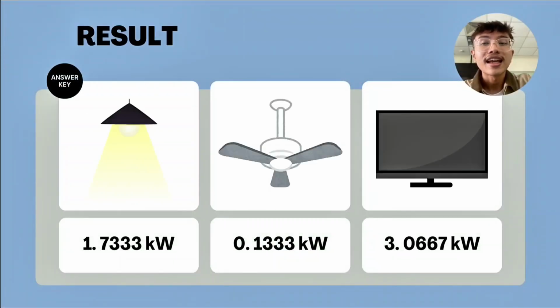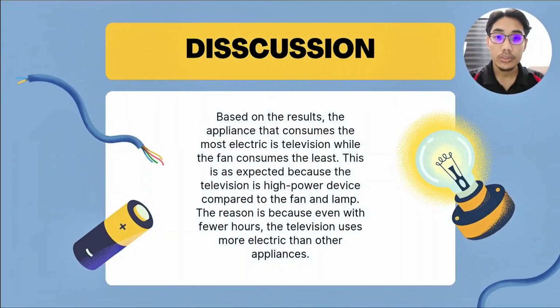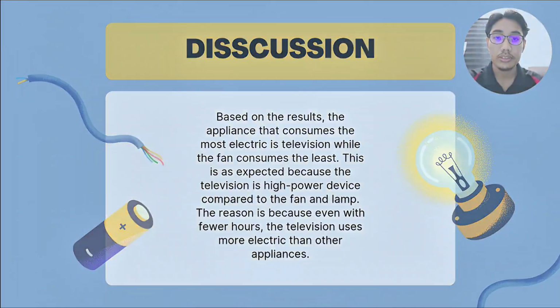And then here is the result. We know that the lamp uses 1.7333 kilowatt per hour, the fan uses 0.1333 kilowatt per hour, and lastly the television uses 3.0667 kilowatt per hour. Based on the results, the appliance that consumes the most electricity is the television, while the fan consumes the least. This is expected because the television is a high power device compared to the fan and lamp. The reason is that even with fewer hours, the television uses more electricity than the other appliances.